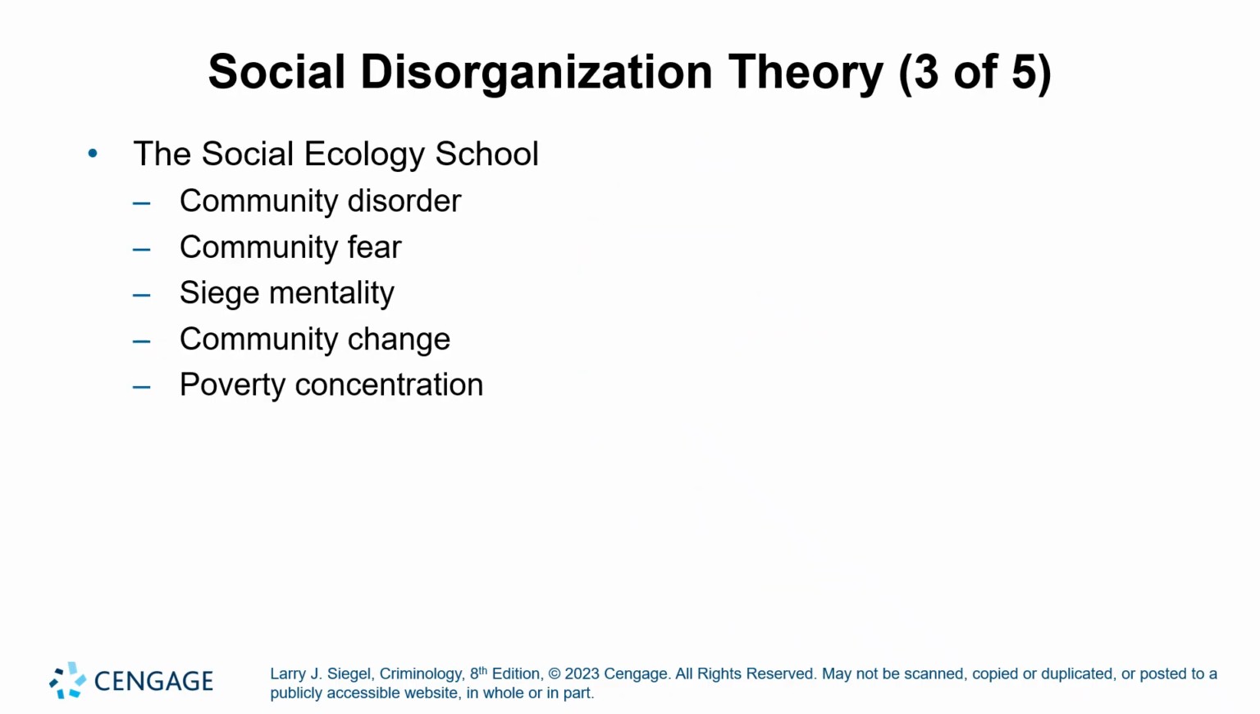The social ecology school expands on social disorganization by looking at how broader community conditions influence crime. Factors like community disorder, such as abandoned buildings or visible crime, can increase fear among residents. Over time, this fear can lead to a siege mentality, where people withdraw from one another instead of working together. Frequent community change combined with concentration of poverty weakens neighborhood stability and informal social control. As these conditions build, the community becomes less able to regulate behavior, allowing crime to persist.